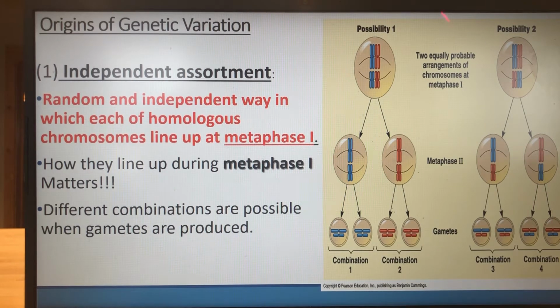There's no law governing which chromosomes line up on which side and which chromosomes end up in which cells. It's just that you have one copy of every homologous chromosome.